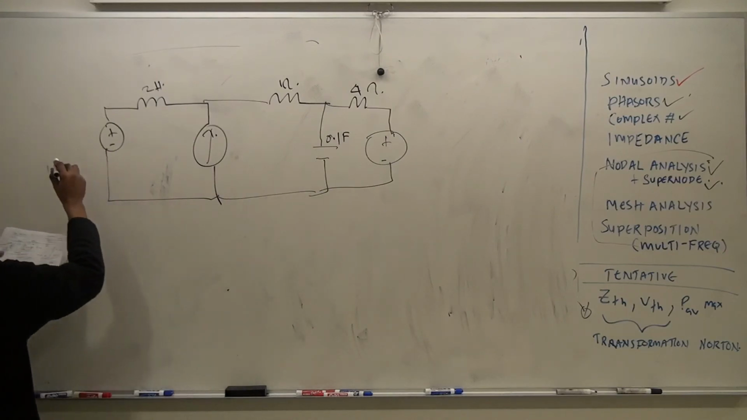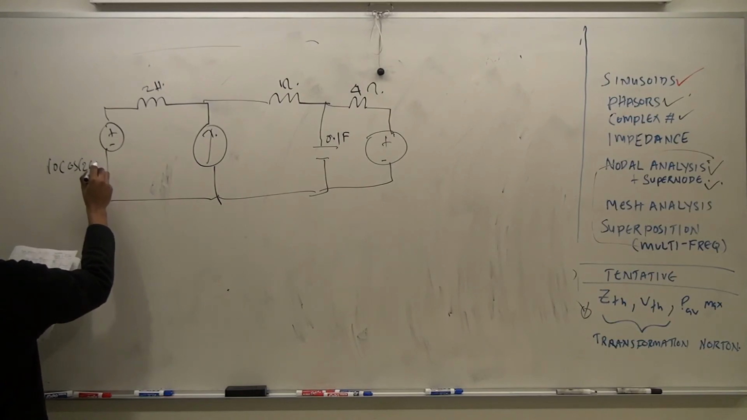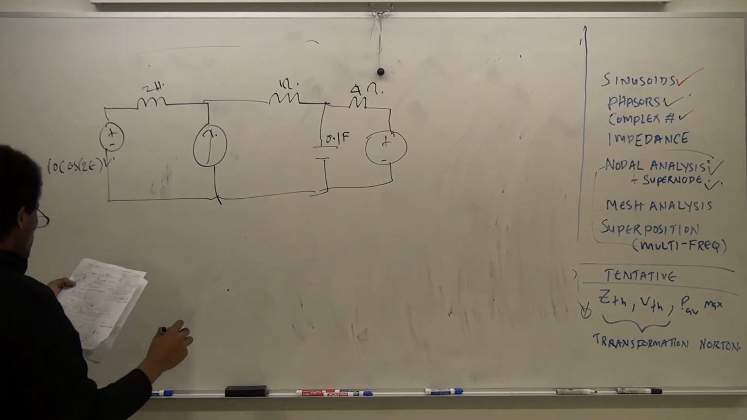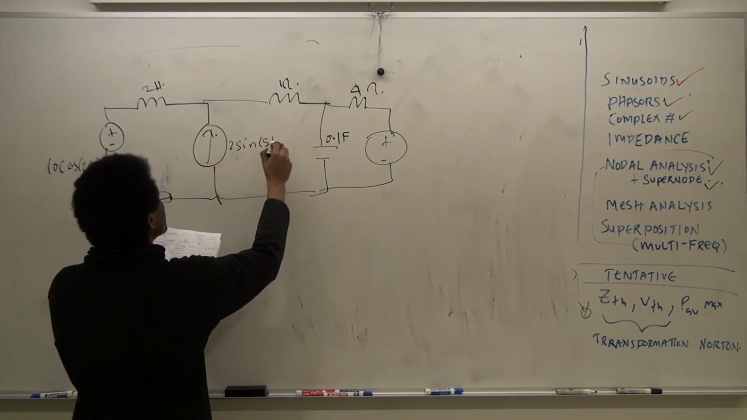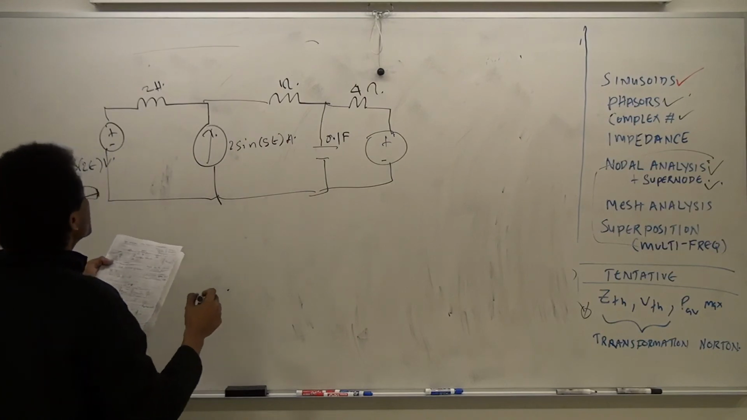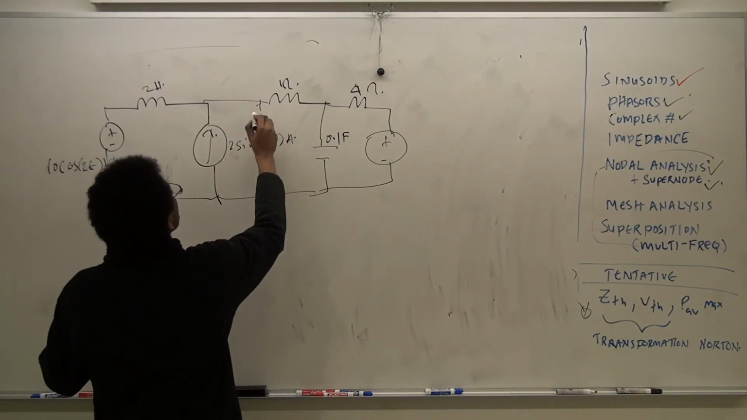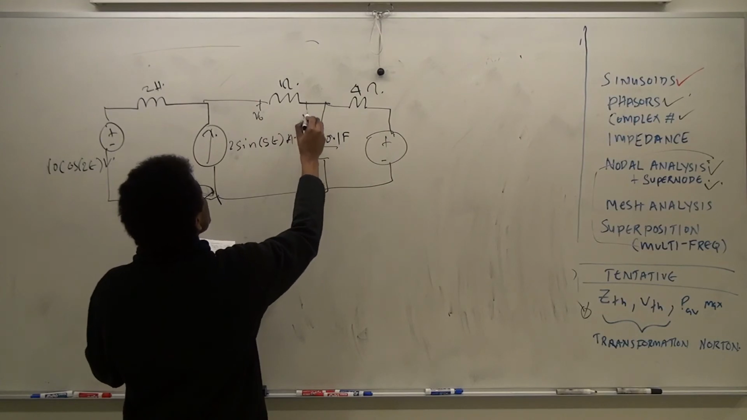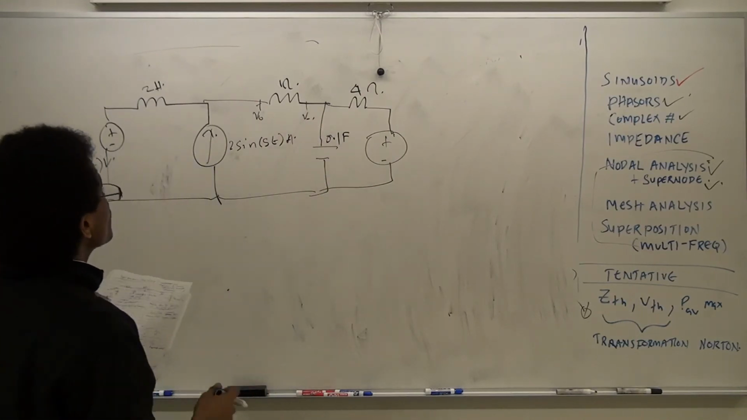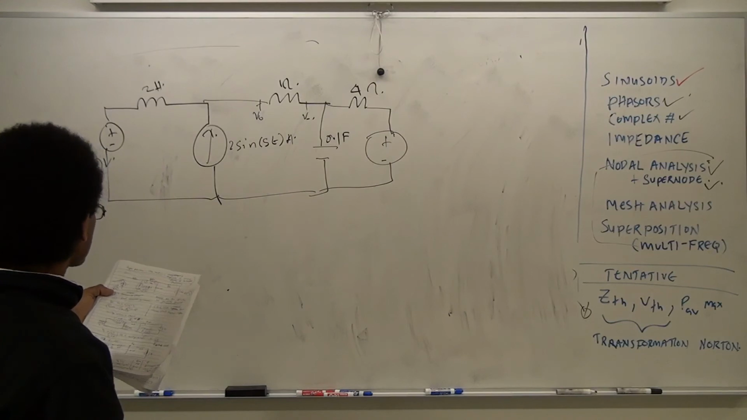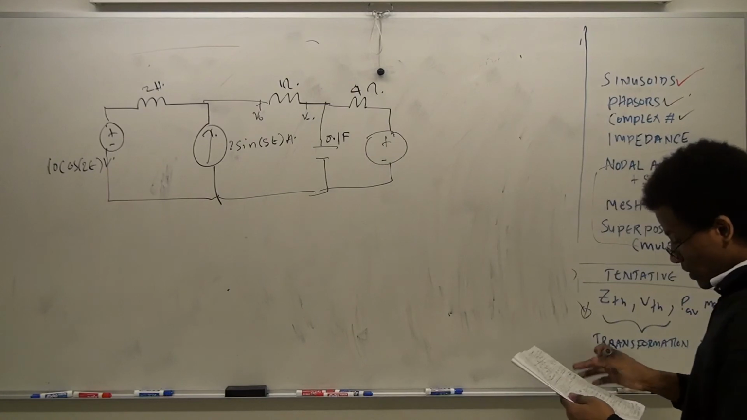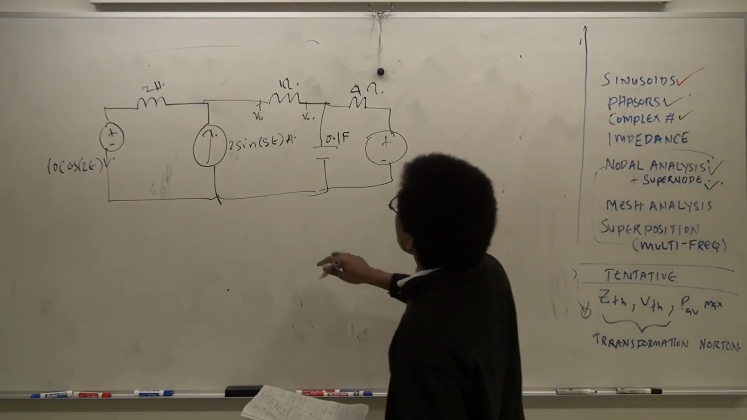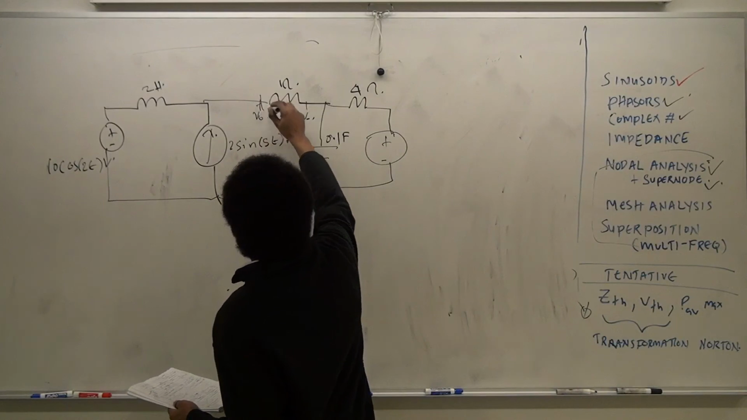And we've got V plus here, and this is 10 cos 2t volts. And this guy is 2 sine 5t amps. And this is the voltage of interest, VO, V minus. The question you're being asked is, find for us the voltage across this resistor.